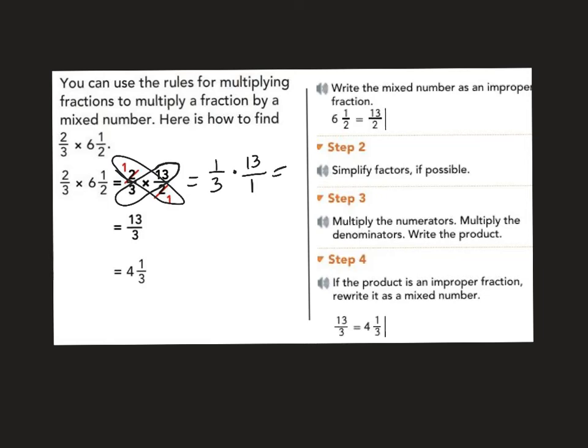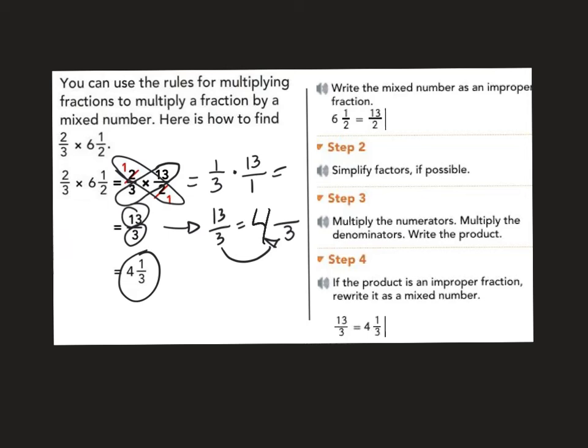And 1 times 13 is 13. 3 times 1 is 3. And there's our answer, 13 thirds. But it is not simplified because that's improper. So we convert it to 4 1/3. And remember how we did that. To convert 13 thirds to a mixed number, you keep the denominator the same, but then you think, how many wholes, or how many threes, because that's how many pieces are in a whole with this fraction, how many threes can I get out of 13? Well, 3 goes into 13 4 times.